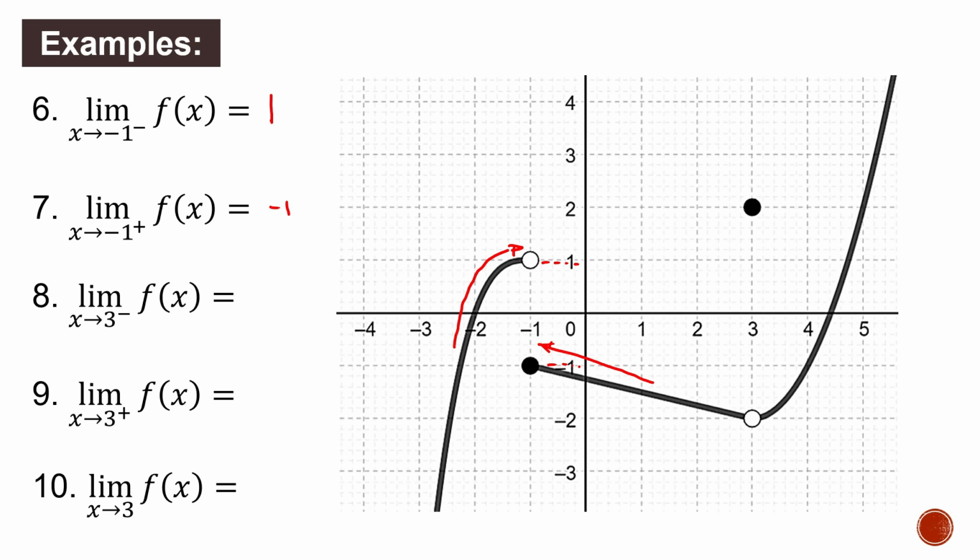So for number 8, we need to find the limit of f of x as x approaches 3 from the left here. That's negative 2. And then the limit of f of x as x approaches 3 from the right. That's negative 2. All right. Now what is the limit of f of x as x approaches 3? Now, if you look at number 8 and 9, the left hand and the right hand limits are equal, which means that the limit exists, and the limit of f of x as x approaches 3 is negative 2. Okay.